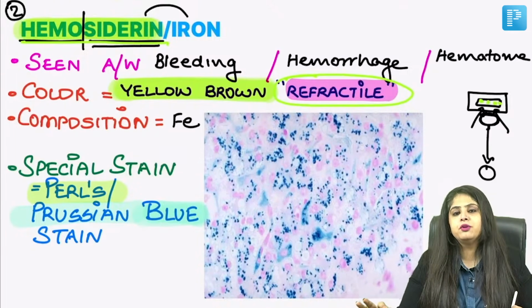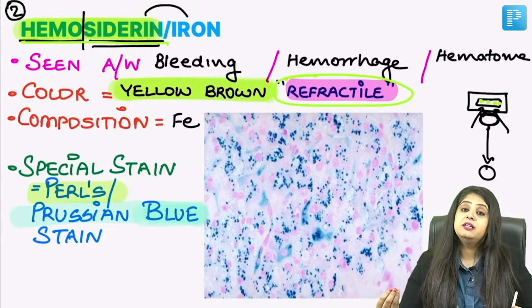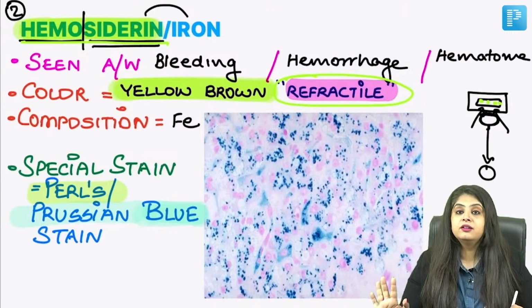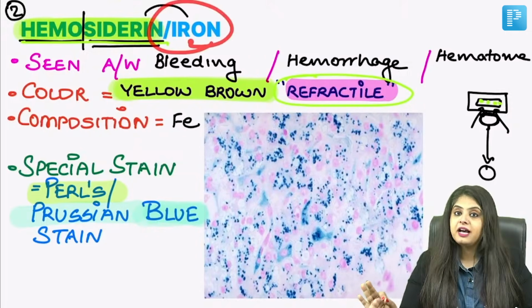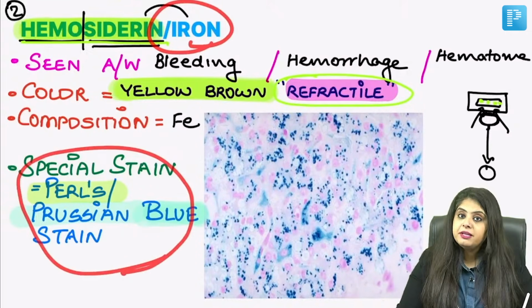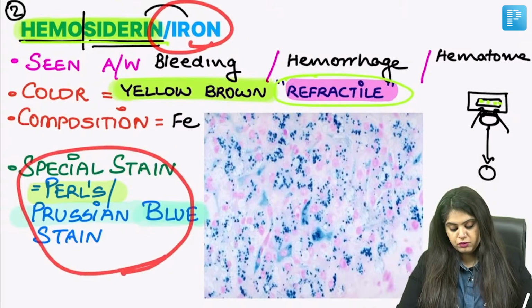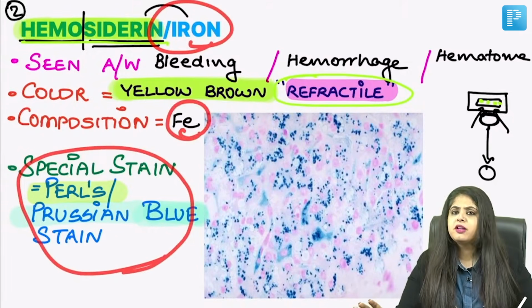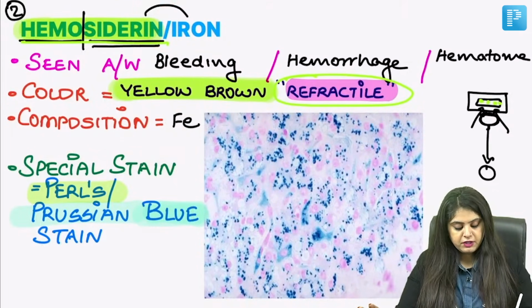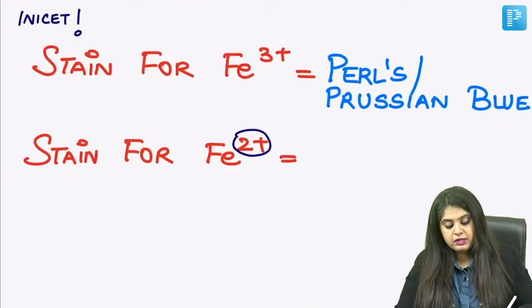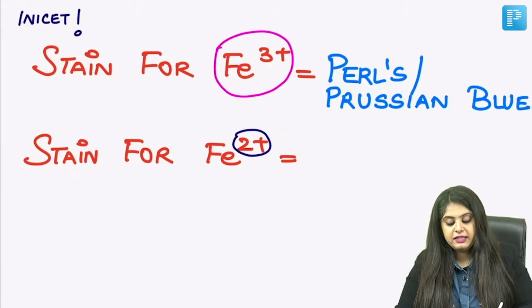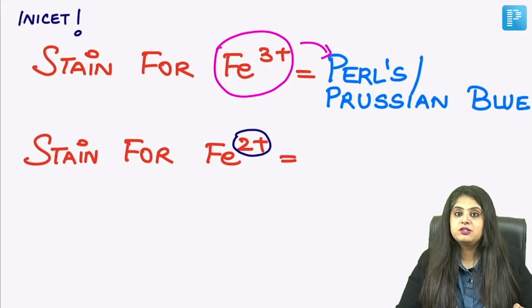This goes on not just for pathology, but till the end of your medical career, till your retirement and till your end of life. Whenever someone writes iron, the special stain will be asked, and that is pearls or Prussian blue. But no one asked me which form of iron we are talking about over here. We are talking about Fe3 plus iron. For that, pearls or Prussian blue is the special stain.